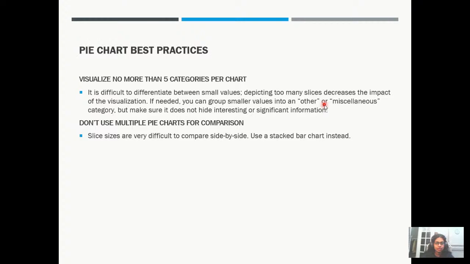Don't use multiple pie charts for comparison. It is very difficult to compare one pie chart to another pie chart on the angle of the chart or size of the pie. Always use a stacked bar chart.